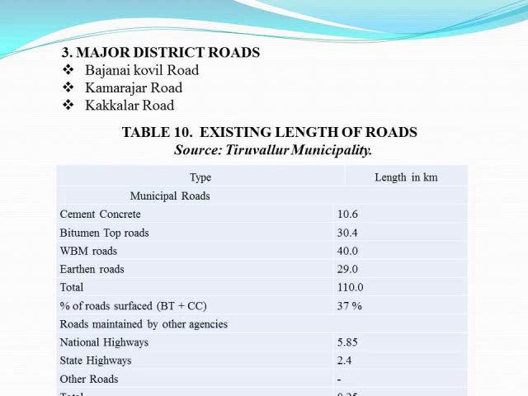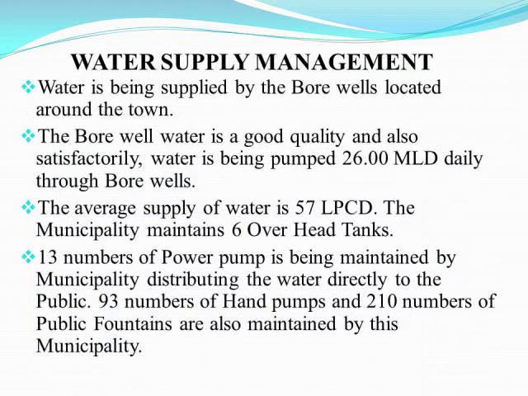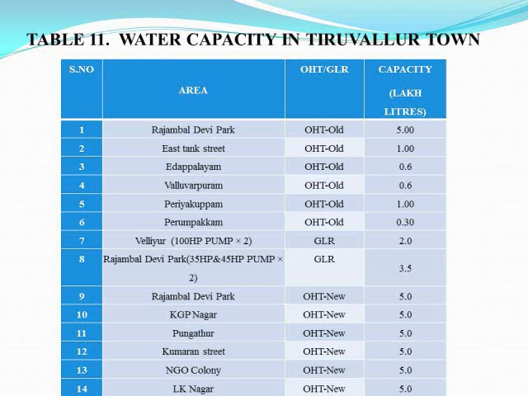And other roads maintained by the other agencies are national highways, state highways, and totally 8.25 kilometer of road is maintained by other agencies. Water supply management. The main water supply mode to the town is through borewells, and the water is being pumped 26 million liters per day through the borewells. The average supply of water is 57 liters per capita demand, and the municipality maintains 6 overhead tanks, 30 numbers of power pump, 93 numbers of hand pumps, and 210 numbers of public fountains. This table shows the existing water capacity of the Tiruvallur town.